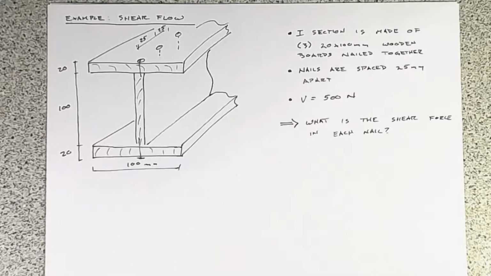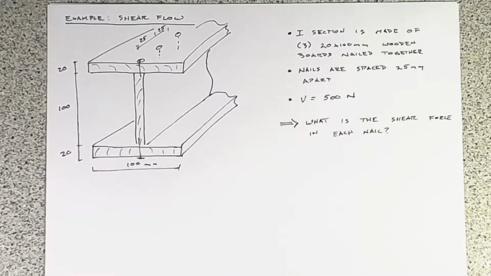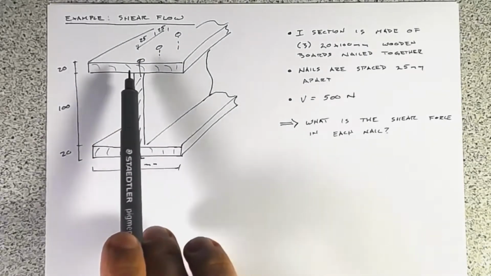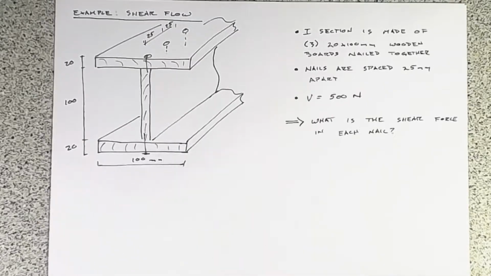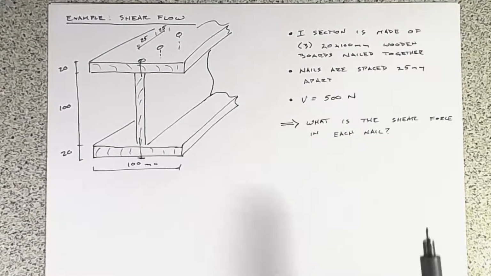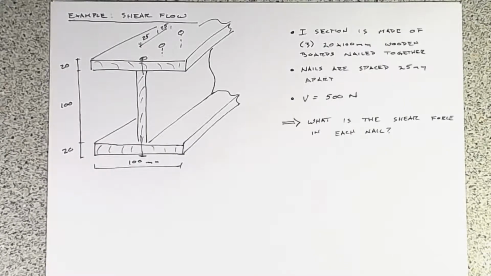And the structure which we have here is this built-up I section. It's made of three different boards, which are all 20 millimeters by 100 millimeters, and they're nailed together at a spacing of 25 millimeters, both on the top and on the bottom here. The question brief tells us that we have an applied shear force of 500 newtons. And what we need to do is find, well, what is the shear force in a particular nail?